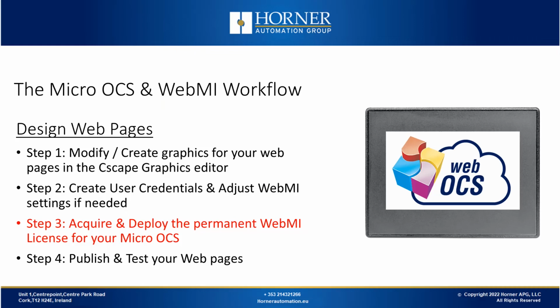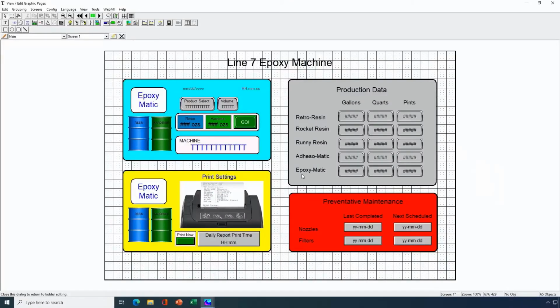The next step is to acquire and deploy the WebMi license for your micro OCS. So let's check and see if we have licensed this unit. We can do that licensing directly from Cscape itself. So you go here under the WebMi menu and then hit display/validate WebMi license.